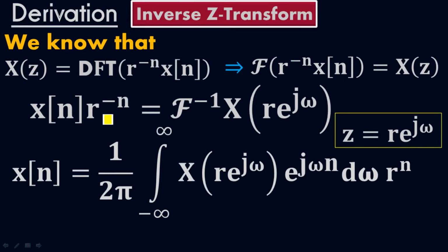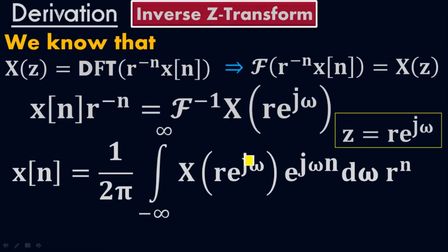It is this r. When you bring this r to the other side, from negative n it becomes positive n. Or you can also say divide both sides by r to the negative n. Divide both the left side and the right side by r to the negative n, just to get rid of r to the negative n on the left. This r to the negative n cancels with r to the negative n when you divide by r to the negative n. On the right side, we're going to have the inverse Fourier transform of X of r times e to the j omega all over r to the negative n.